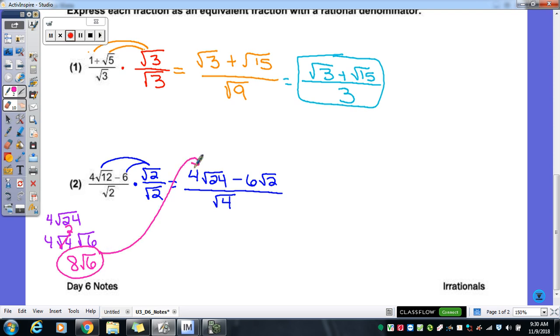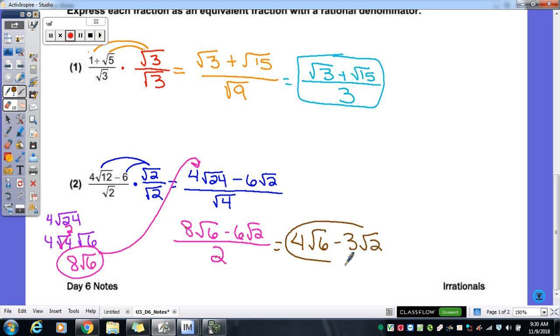So I'm going to plug this in here. So I have 8 radical 6 minus 6 radical 2 is my numerator. Square root of 4 is 2. This one, though, we do have to reduce. Can we divide 8 by 2? Can we divide 6 by 2? Yeah, so we have to go ahead and do that. So 4 radical 6 minus 3 radical 2. That ends up being our final answer. So those are the ones we've done.